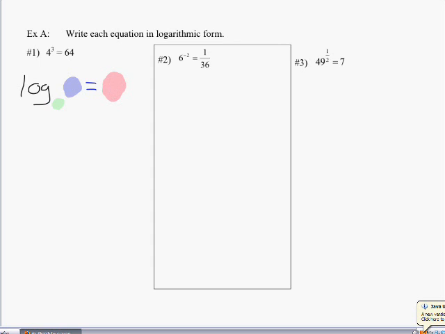We have the green spot, the blue spot, and the red spot. The green spot is the base. In my opinion, that's the easiest one. The base is the same as the base. Our base here is 4, so that means we're going to put in a 4 for the base.